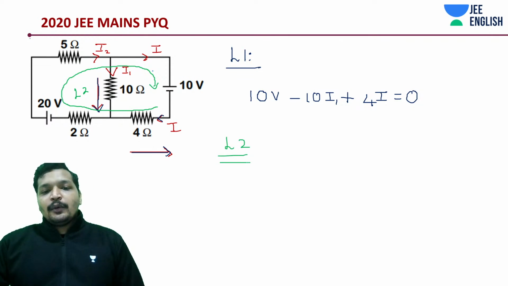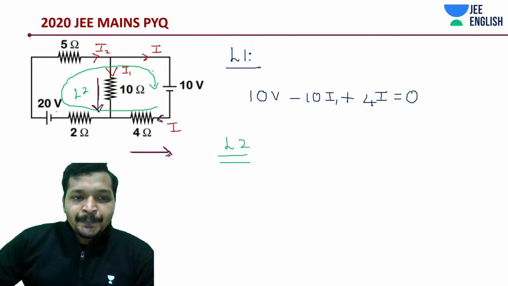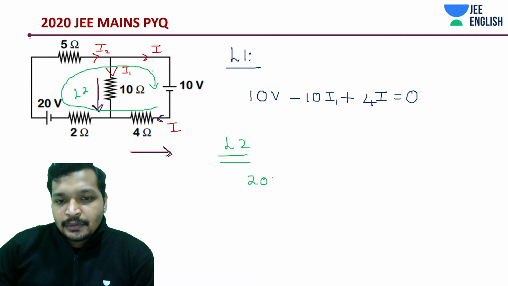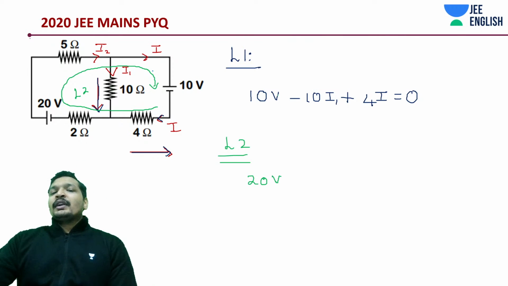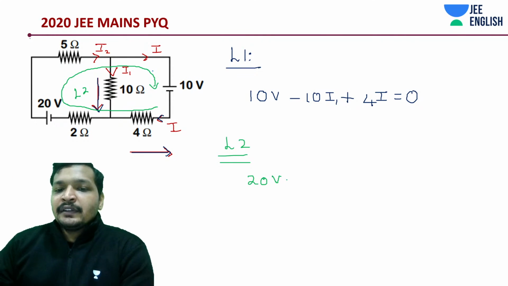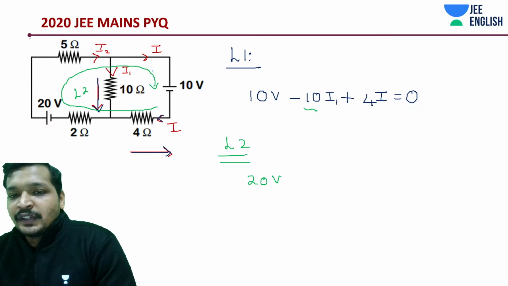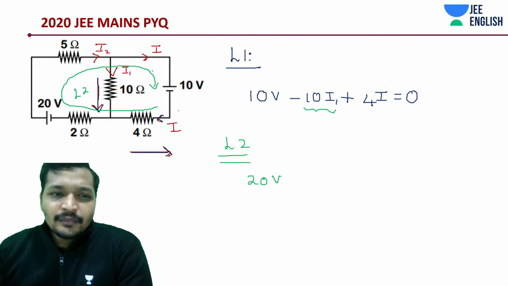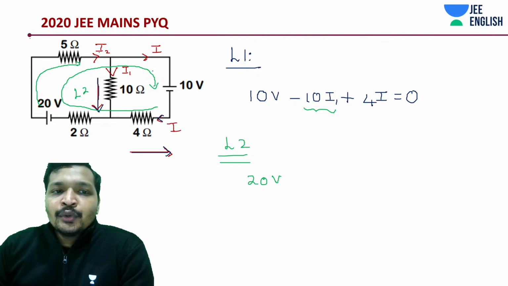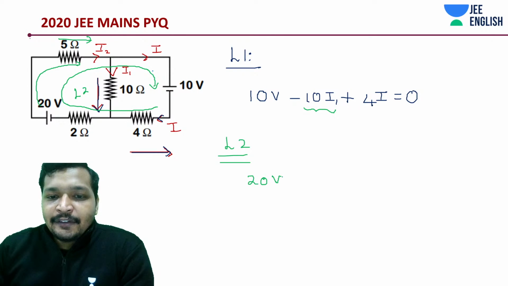Now I'm moving from 20, plus 20 volts. You don't need to write the V; I'm writing it just for you. Finally, when we are condensing this equation, you don't have to write the V. Then you have moved from 20 to 5, 5 I2, in the direction of current. So it's negative: minus 5 ohms I2.